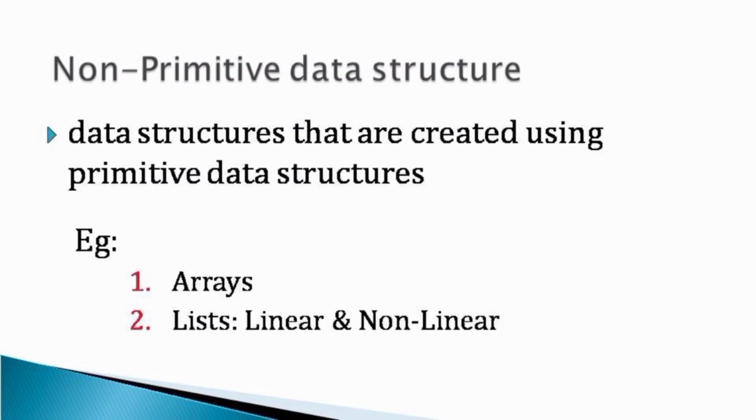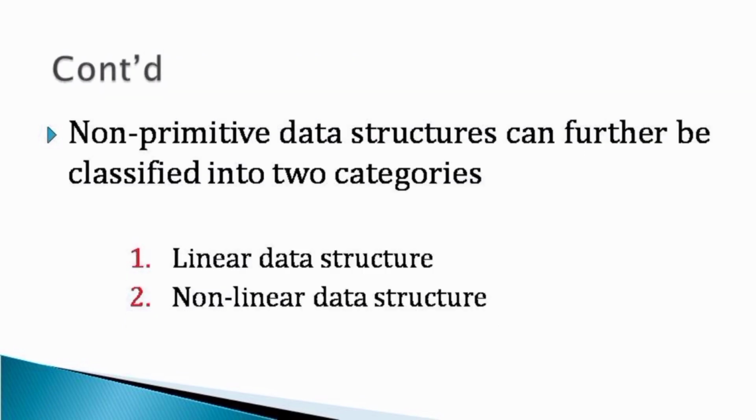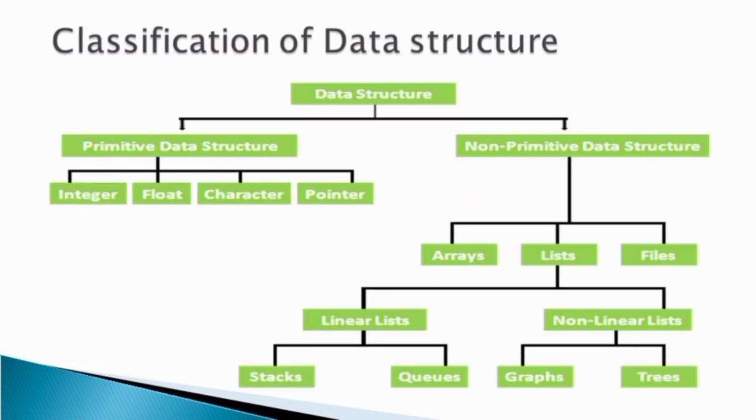Data structures that are created with the help of primitive ones are called non-primitive data structures. Arrays, list, file, trees, graphs, etc. come under non-primitive data structure. Non-primitive data structure can be further classified into linear and non-linear data structures. This chart clearly shows how data structure can be classified.